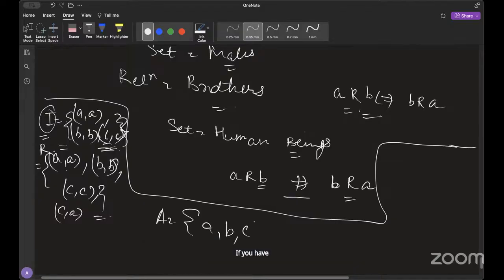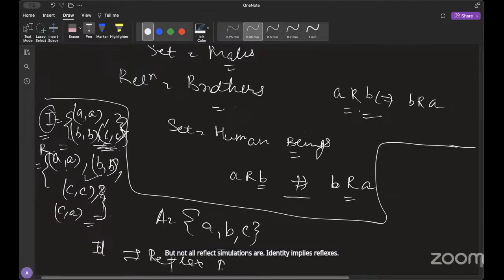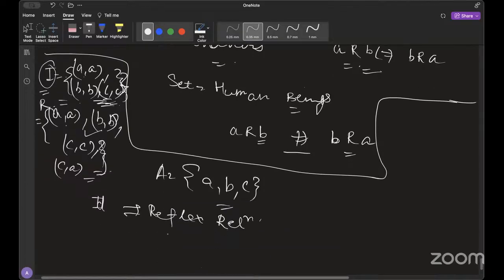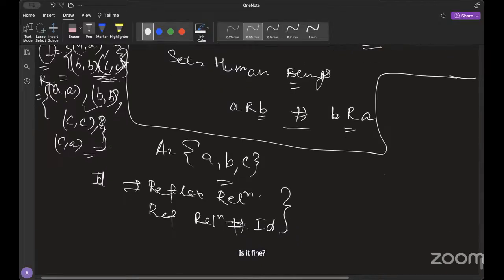If you have A, B, C, then your identity relation is this: A,A, B,B, C,C. And if this is a given relation to you, then this is a reflexive relation. So you can say that identity relations are reflexive relations, but not all reflexive relations are identity. Identity implies reflexive, but reflexive relations are not necessarily identity relations. Is it fine? Yes, ma'am, it's clear.